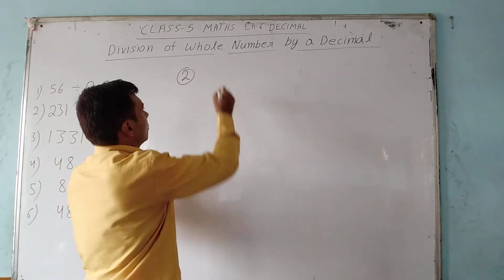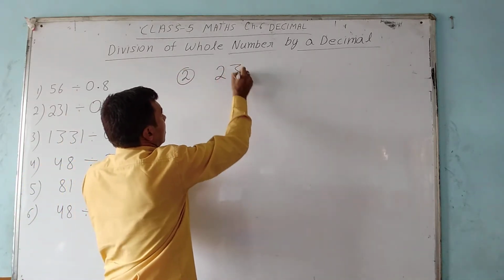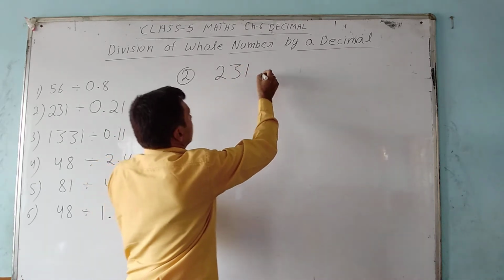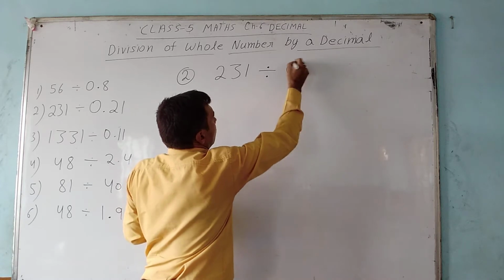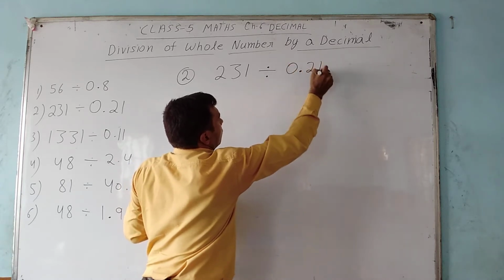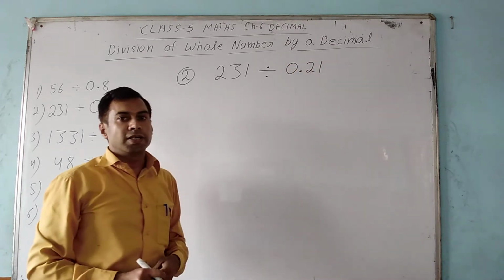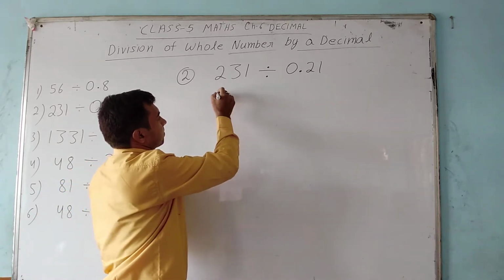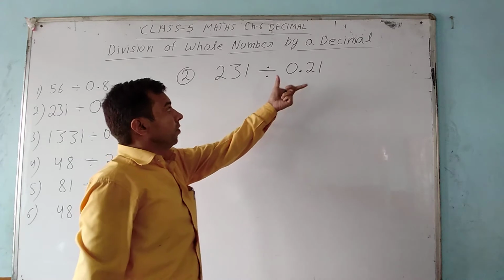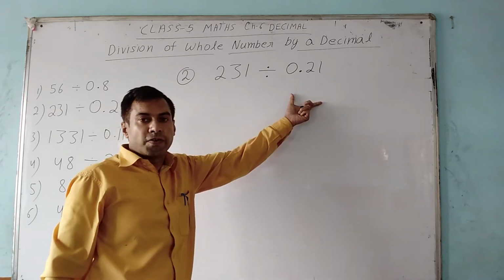Question number 2. 231 divided by 0.21. 231 divided by 0.21. Student, what we do? We convert the decimal number into fraction.